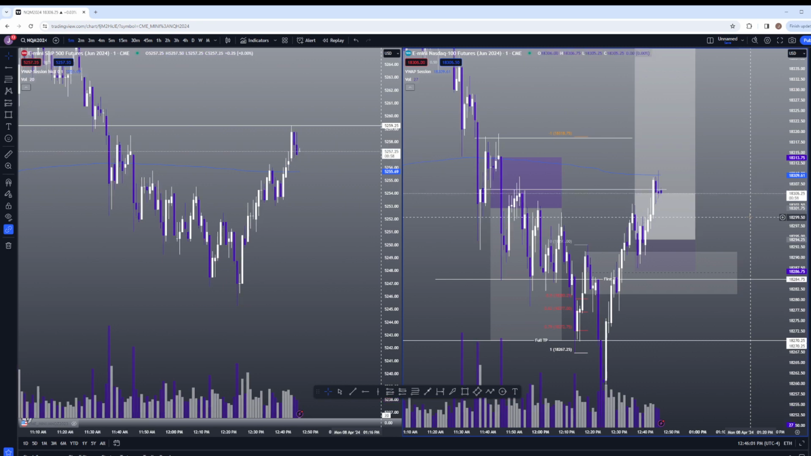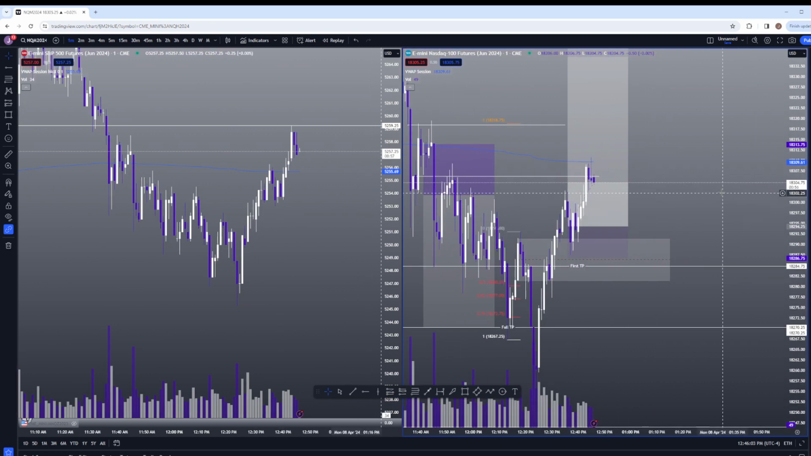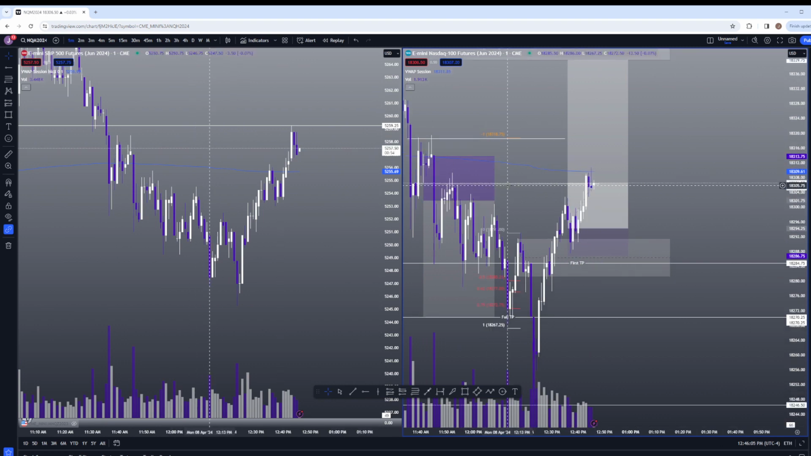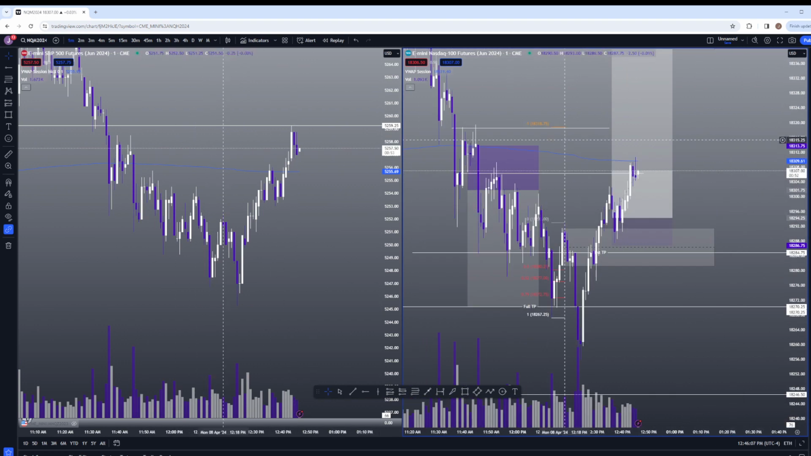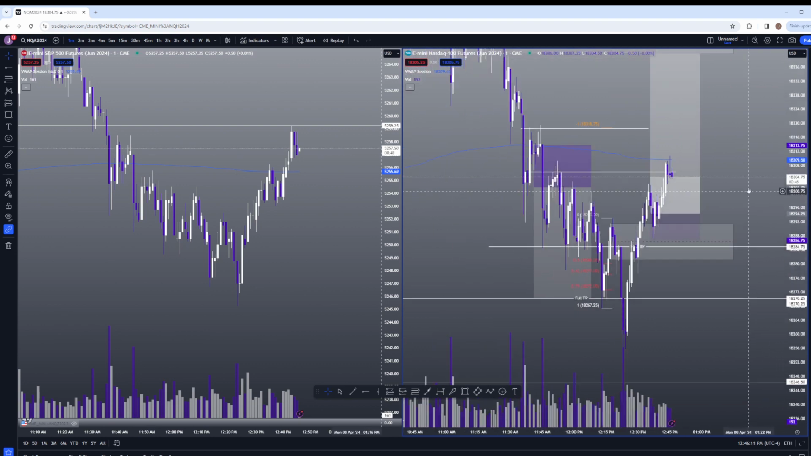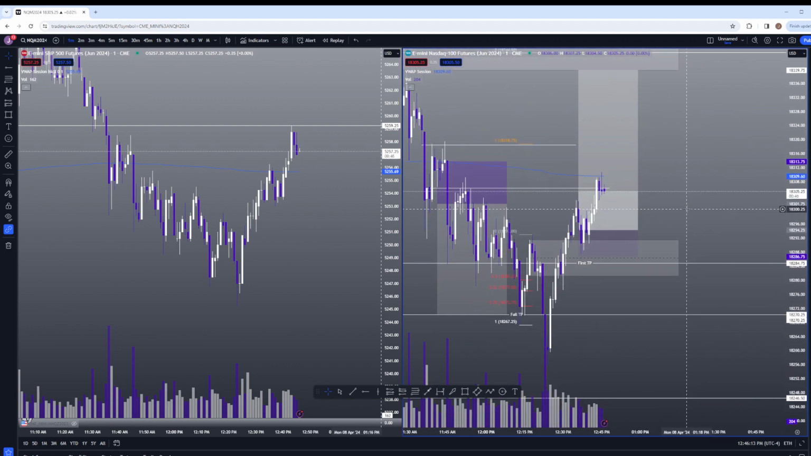So I'm going to keep holding this. Like I said, this is risky to hold because of our resistance levels up here. They are pretty strong. Something to look out for.